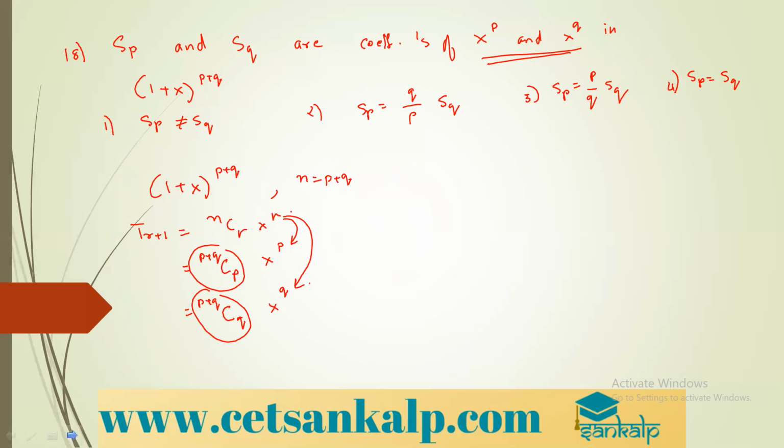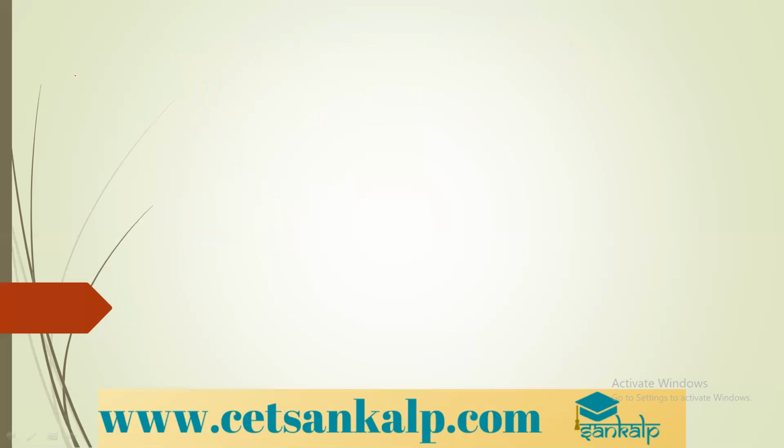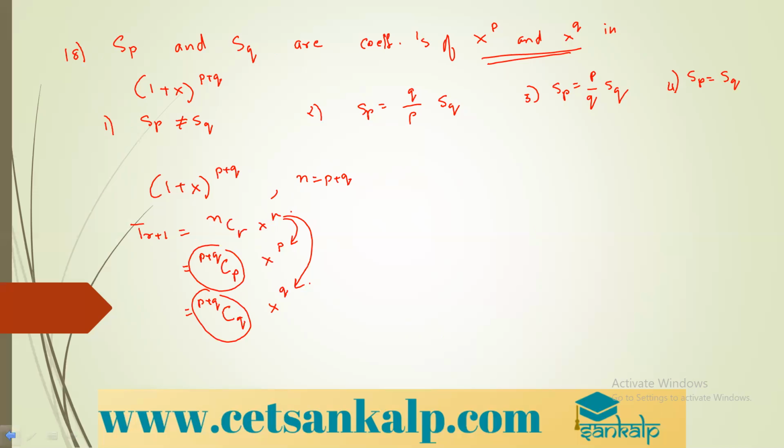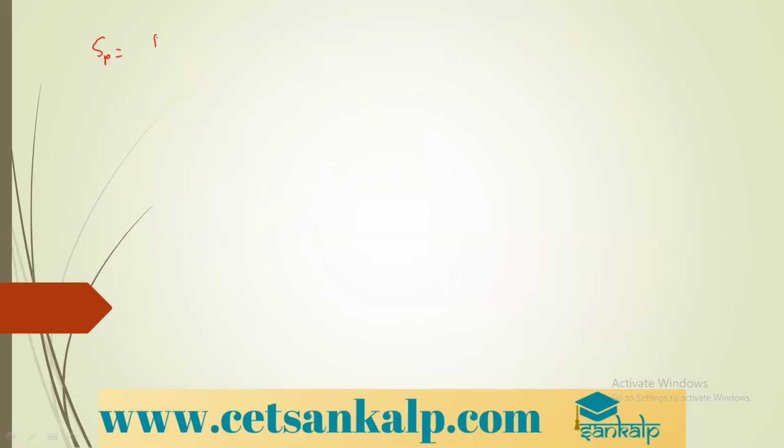Again, let me write carefully on the next page. SP is coefficient of x power p, so p plus q Cp. SQ is coefficient of x power q, p plus q Cq. Now we have to relate these two. How SP and SQ are related to each other.